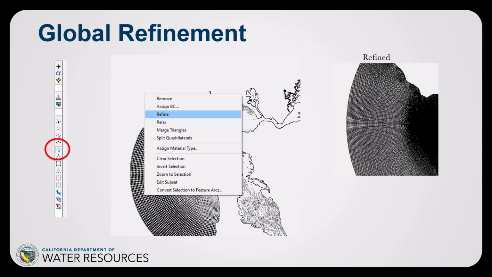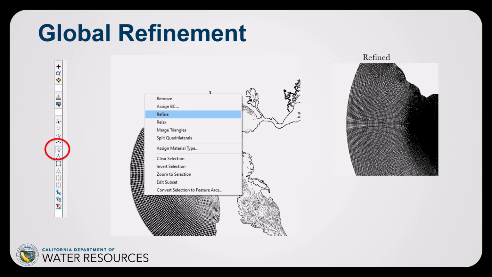If you're refining globally, say as part of a convergence study, the instructions are pretty simple. You just go to the element selection tool on the mesh menu, press Control A or use the lasso tool to select all the elements, right click and choose Refine on the menu as shown on this slide.